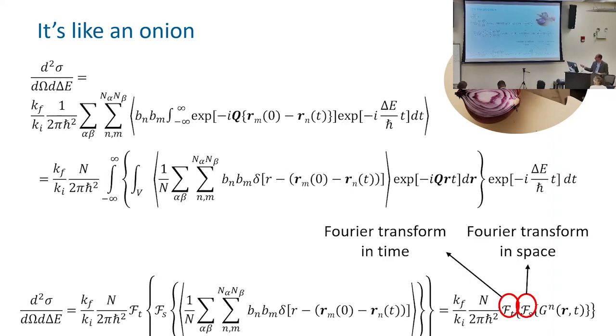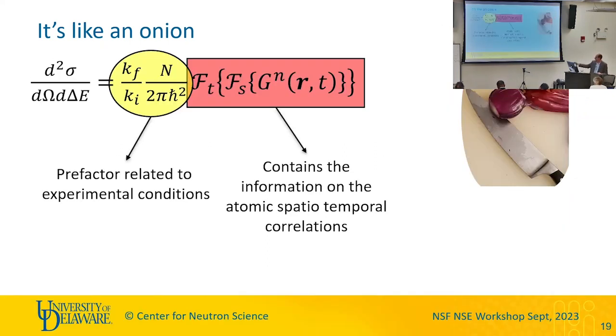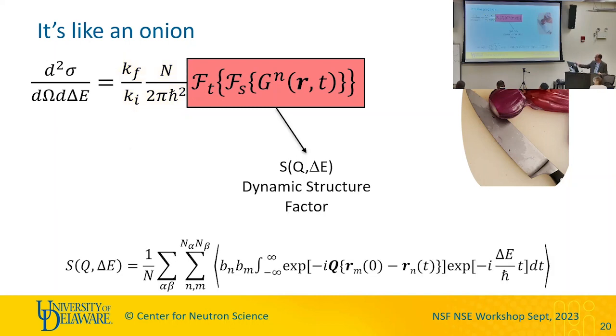But essentially, what I want to say is rather simple. I want you to remember that this quantity that we measure, the double differential scattering cross-section, is a measurement that happens in Q and E. Those are the two variables that you measure and control with your experiments, and they are related through a double Fourier transform in space and time to the real space and real time behavior of your sample. Okay?